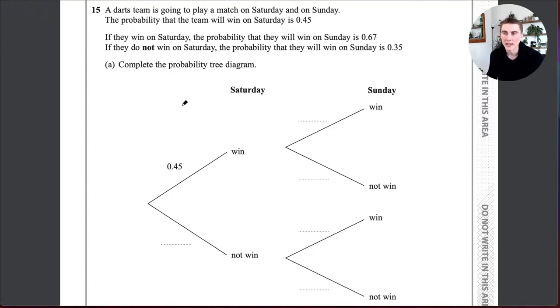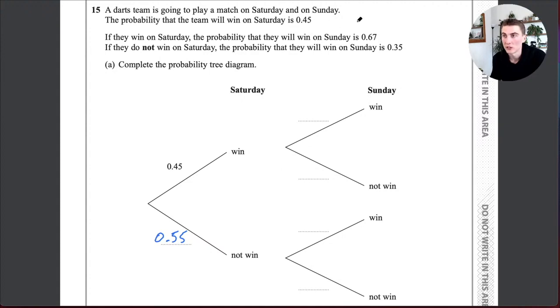And just remember that for each column, the probabilities have to add up to 1. So like, if this is 0.45, this down here must be 1 minus 0.45, so 0.55. Because the idea is it has to be one of them. You have to win or not win. You can't do both at the same time and you can't do anything else. So that's the one important thing to remember.